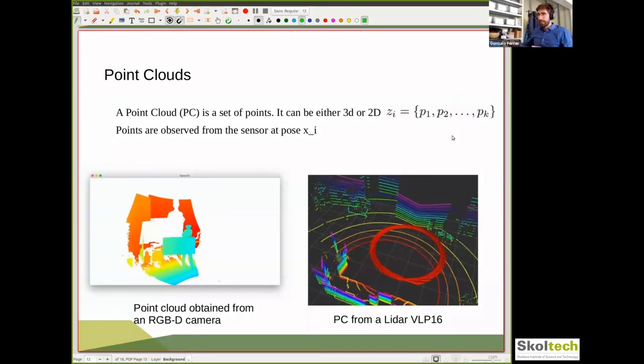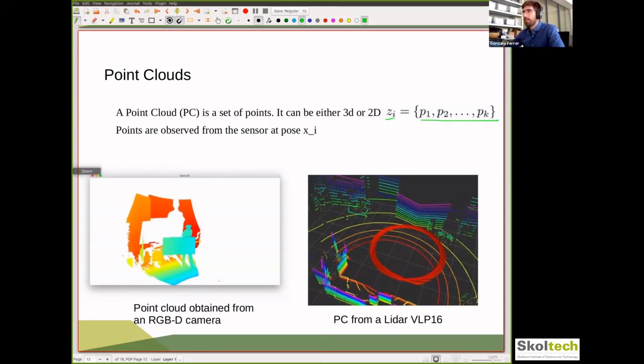So we are here again, now explaining point clouds, right? I hope that everyone has heard about point clouds, but if not, the definition is very intuitive. We just have in this point cloud a bunch of points, and that's it, a set of points.